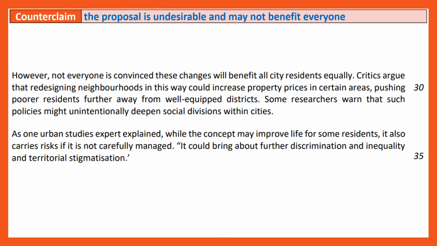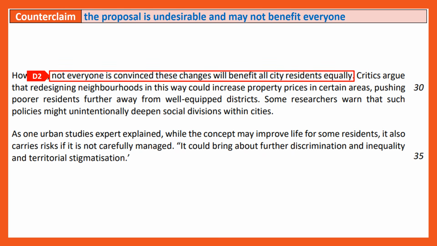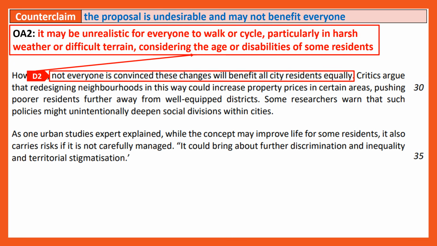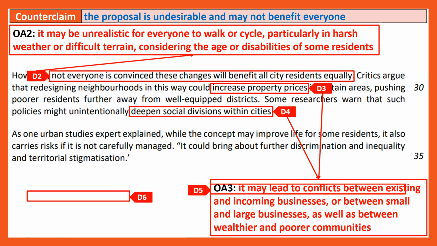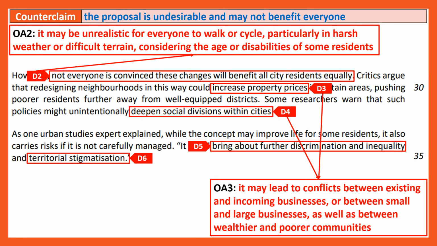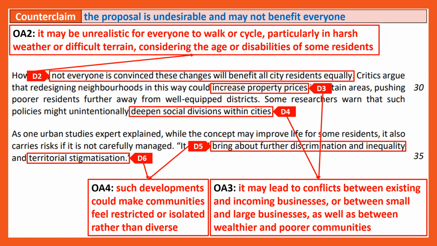Continue to reread the text and annotate the relevant details. Detail 2 from line 29 can be developed as the second opposing argument. Details 3 and 4 from lines 29 and 31 can be developed as the third opposing argument. Details 5 and 6 from lines 34 and 35 can be developed as the fourth opposing argument.